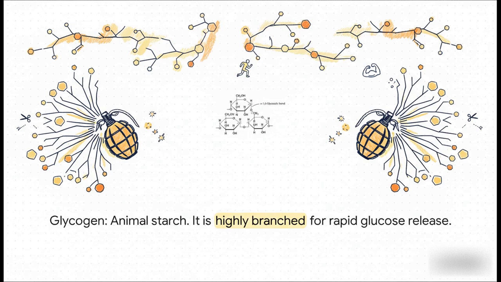Okay, so that's plants. But what about us animals? We need an energy reserve too, right? Well, ours is called glycogen. And as you can see, its structure looks a lot like amylopectin, but it's even more branched, with branches popping up every 8 to 12 glucose units. You can almost think of it like a dense little energy grenade. All those branches mean that when your body needs a quick shot of energy, say during a workout, enzymes can attack from tons of different points at once and release glucose incredibly fast.